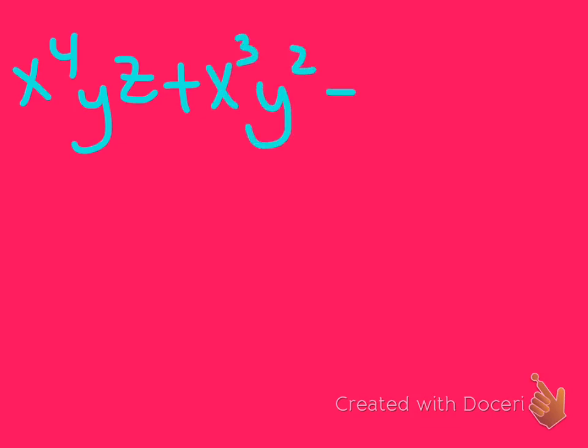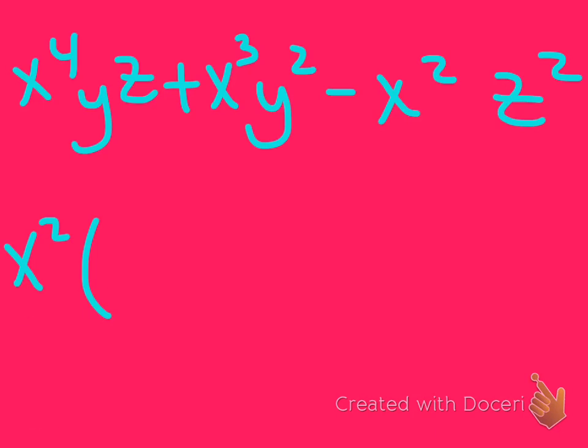More letters, though. So it gets bigger: x to the fourth, yz, plus x to the third, y squared, minus x squared, z squared. We're going to look at all the letters. We're going to start with the x's. I have an x to the fourth, x to the third, and x to the second. The lowest is x squared. And I have a y, and no y, no y. I have a z, no z, and a z squared. No z. So now that's my greatest common factor right there.